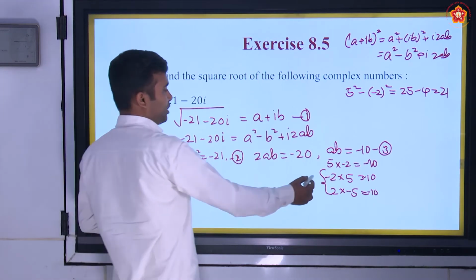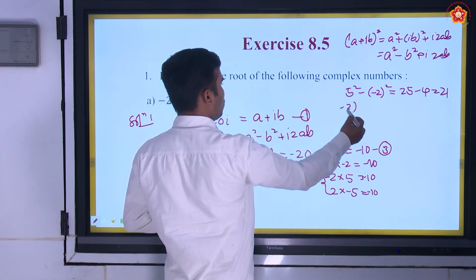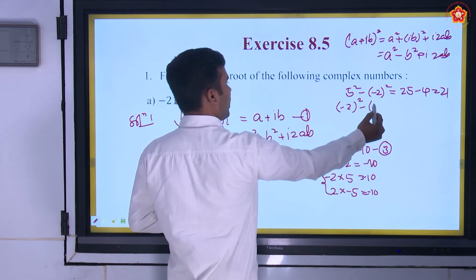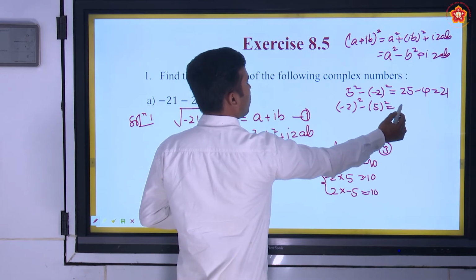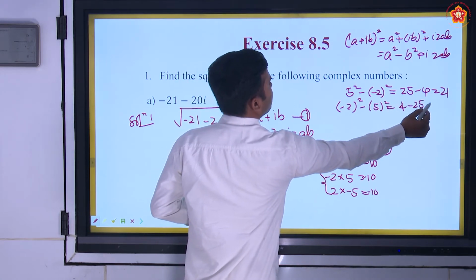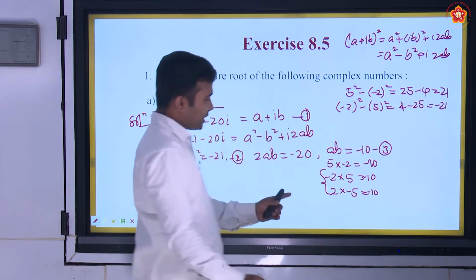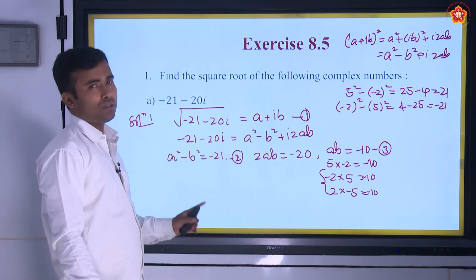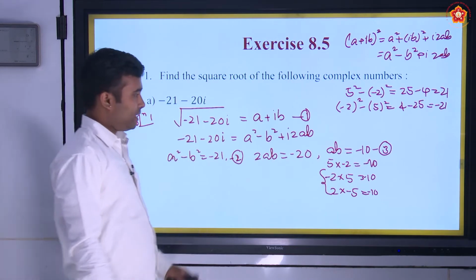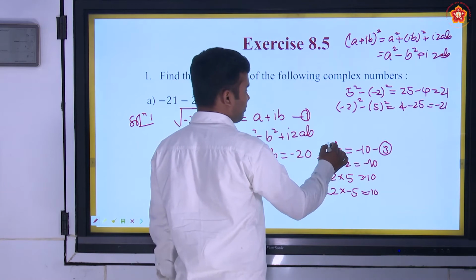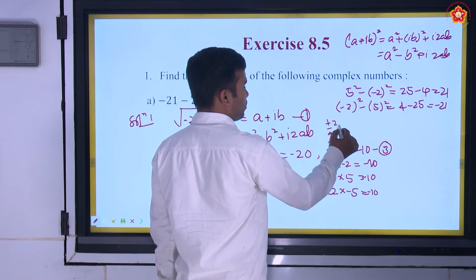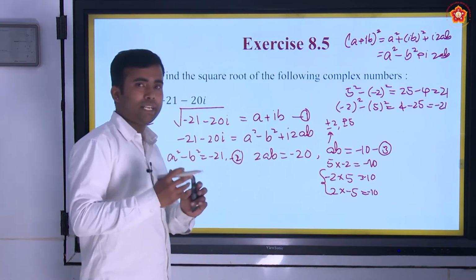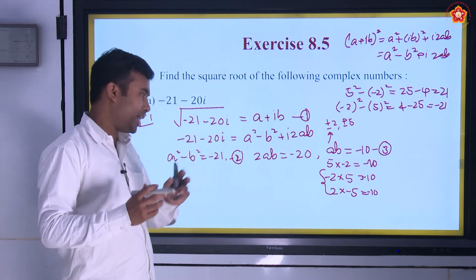If I take minus 2 for a and 5 for b, then (minus 2) whole square minus 5 whole square is 4 minus 25, which is equal to minus 21. So with these values, equation 3 is satisfied and equation 2 is also satisfied. So I can take the value of a as plus or minus 2 and the value of b as plus or minus 5. Here we have to take alternate signs for the values of a and b.